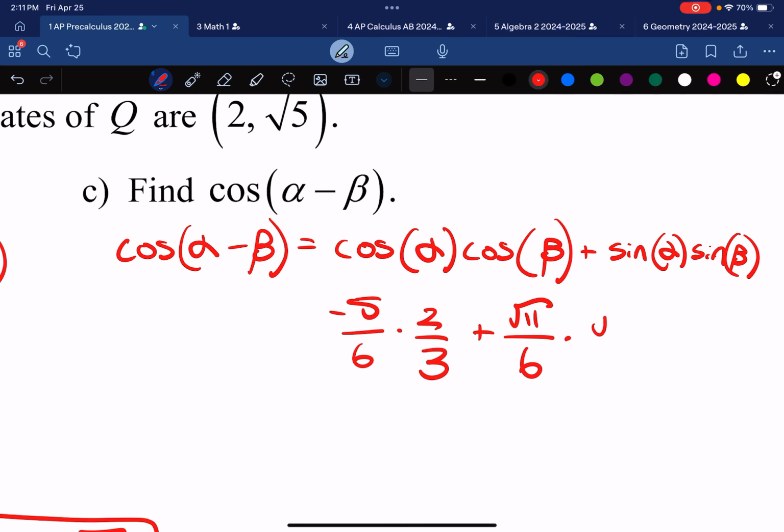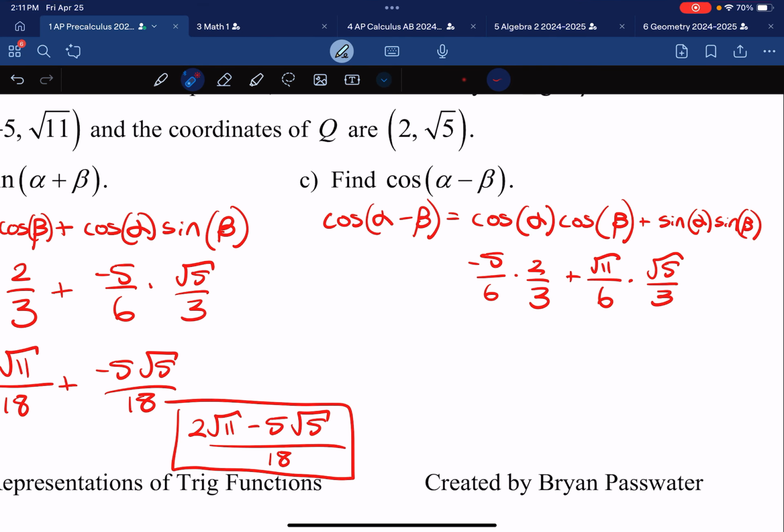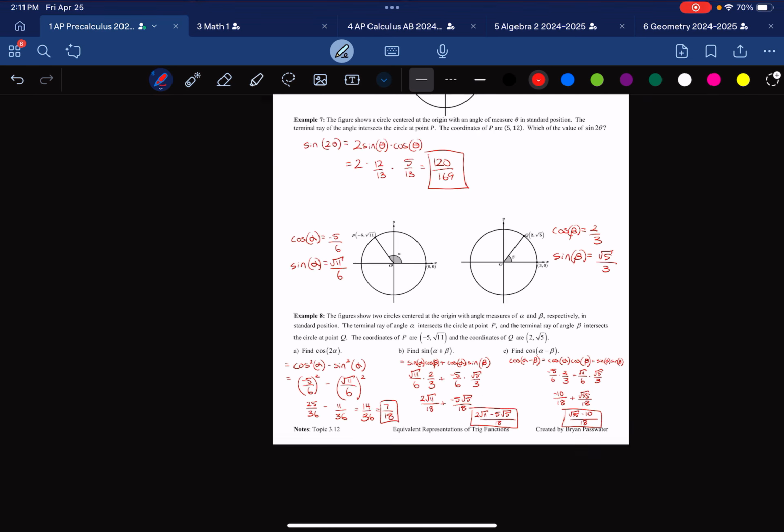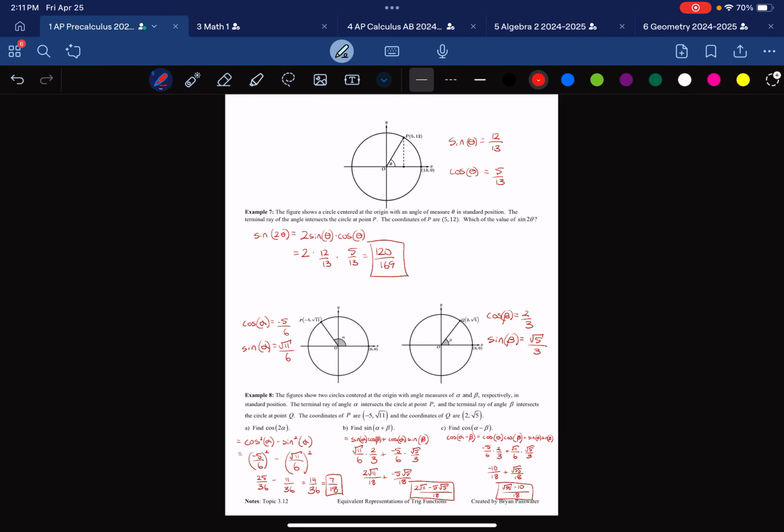They should always have the same denominator when we're mixing them in this way, just based on the formulas. The numerator is going to be negative 10 over 18 plus root 55 over 18, and then combine them into one happy fraction. So this is root 55 minus 10 all over 18, and call it a day. Whew. That was it for the notes for topic 3.12.